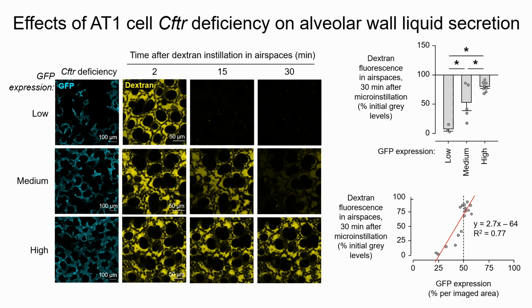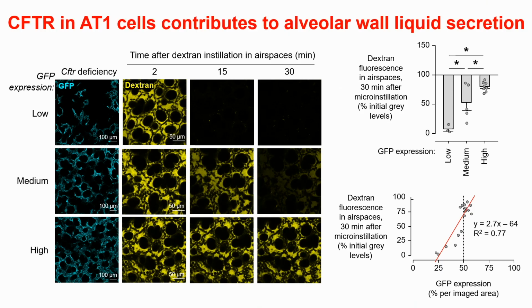These data, combined with our imaging data, we conclude that CFTR expression in alveolar type 1 cells contributes to alveolar wall liquid secretion in a dose-dependent manner. So with this new understanding, we next wanted to look at the physiological relevance of these results on how CFTR expression, specifically in alveolar type 1 cells, shapes alveolar defense, considering that alveolar wall liquid secretion protects alveoli from inhaled pathogens.